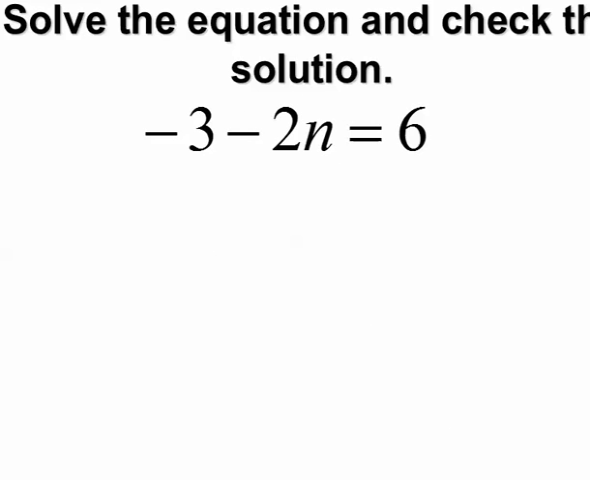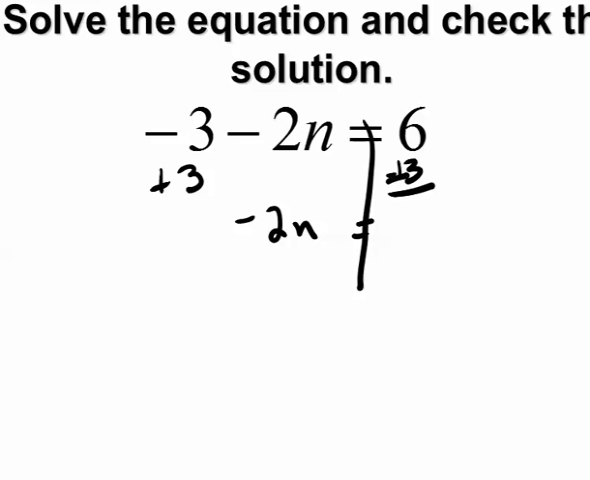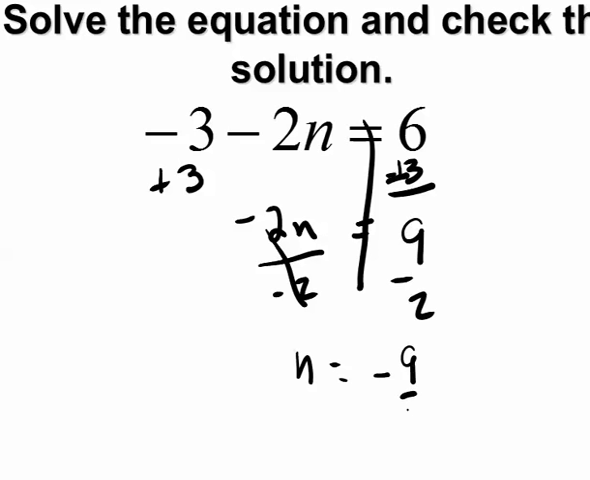Here we have negative 3 minus 2n equals 6. First thing we must do is add 3 to both sides. That will give us a negative 2n is equal to 9. Divide by negative 2. N is equal to negative 9 halves, or negative 4 and 1 half.